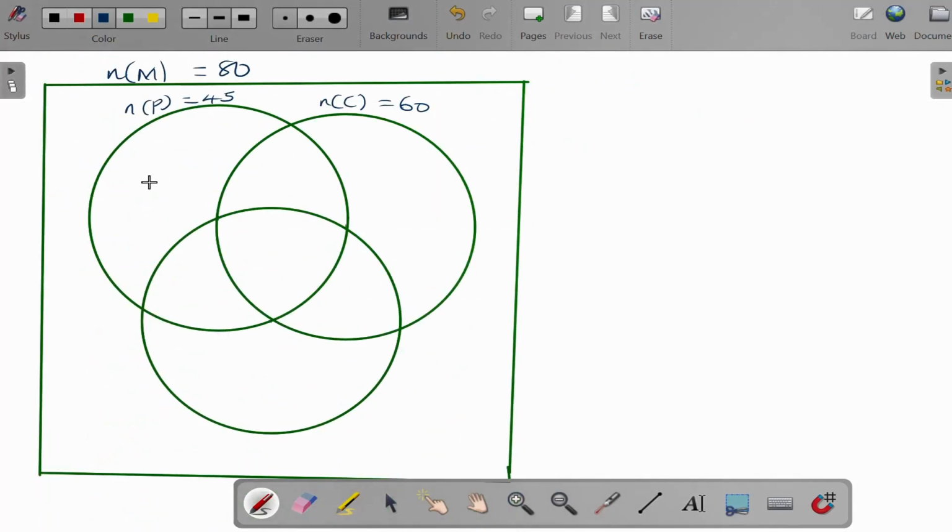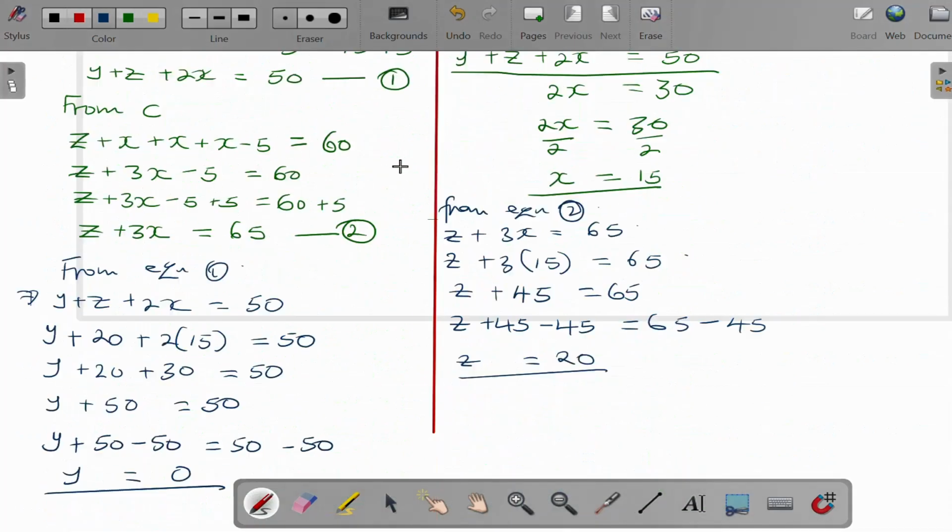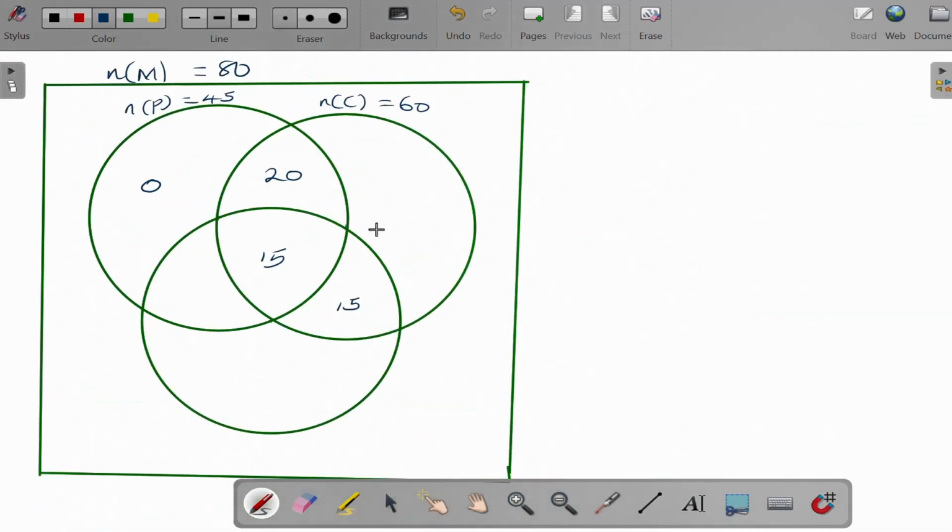So remember our y is here, so this is 0. Our z is 20, our x is 15, and this was also x, 15. So this is now x minus 5. So you have 15 minus 5, giving us 10. Even this is 10. Then this is 5, and lastly 5.